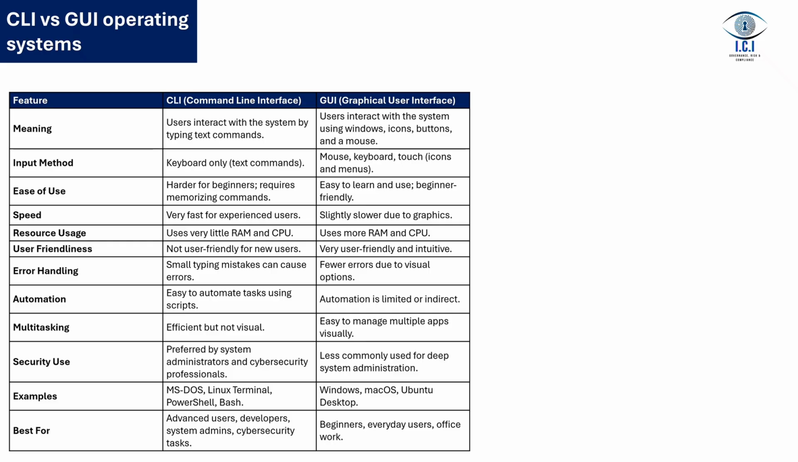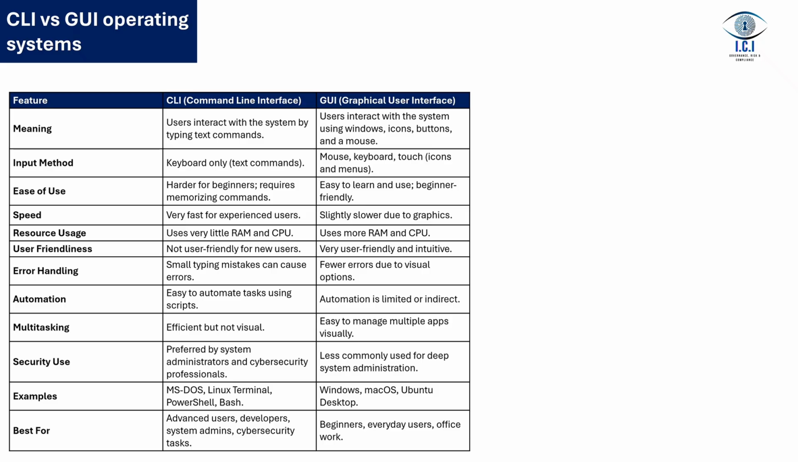And then when we talk about resource usage, the CLI uses very little resource, like very little RAM or CPU, while your graphics user interface uses much more RAM, much more CPU. Then is it user friendly? CLI is not user friendly, to be honest. But GUI, yes, to an extent, very user friendly. Then what about error handling? The truth of the matter is, if you make a small typing mistake, it can cause an error when you're using CLI. But GUI, you don't have any per se.